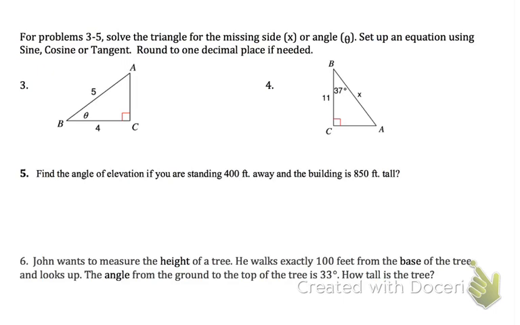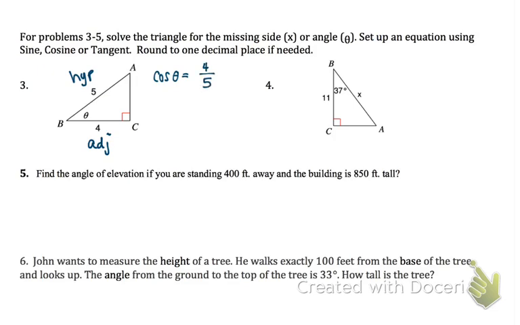For problems 3 through 5, we're going to solve the triangle for the missing side, x, or the angle theta. We're going to do that by setting up an equation using sine, cosine, or tangent, and rounding to 1 decimal place if needed. Alright, number 3, I'm solving for theta, because that's my unknown in the picture. I know my hypotenuse is 5, and my adjacent is 4. Since I have hypotenuse and adjacent, I'm going to use cosine. So we have cosine of theta equals my adjacent over my hypotenuse.